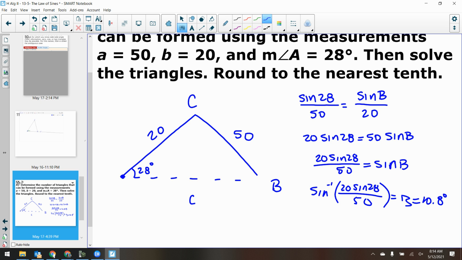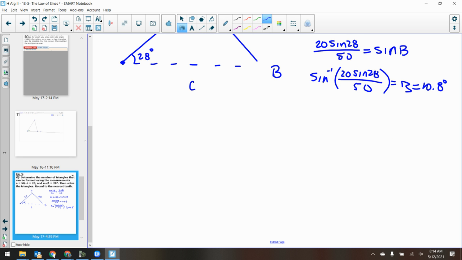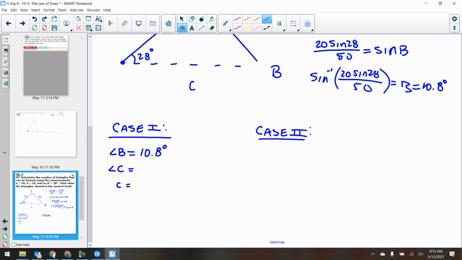Now, let me ask you this. Obviously, there is a triangle. Option 1 is out the window. I have a triangle. I have an angle B. If there were no triangles, you would have gotten an error right there in your calculator. So we have either 1 or 2 triangles. Since we found a valid angle B, I've got to break this up into 2 cases. I'm going to say case 1, and then I'm going to say case 2. We know case 1 exists, but now we have to check for the existence of case 2. Case 1, the angle B for case 1 is 10.8 degrees. We just found that. And then we have to find angle C and side C, right?